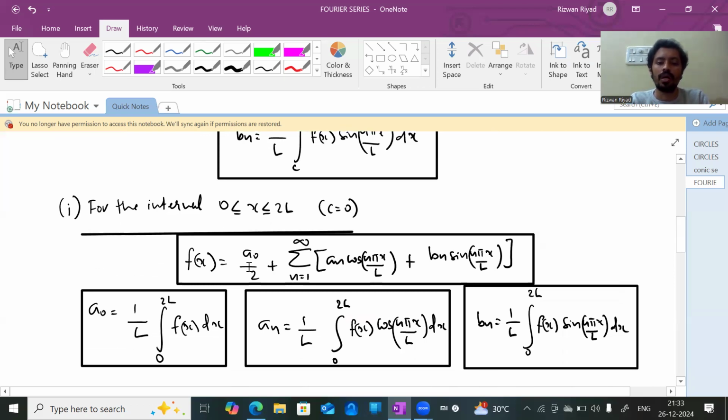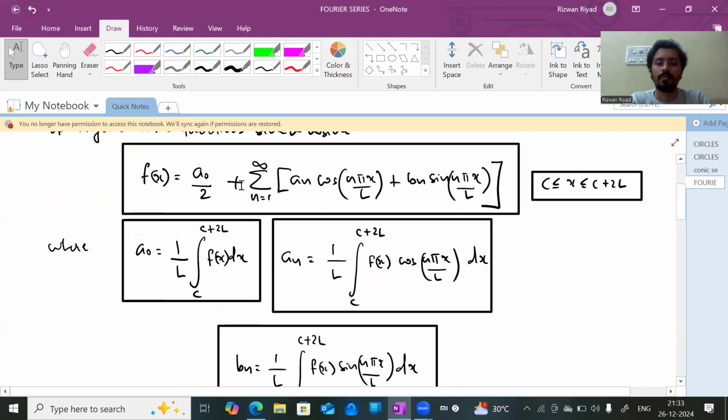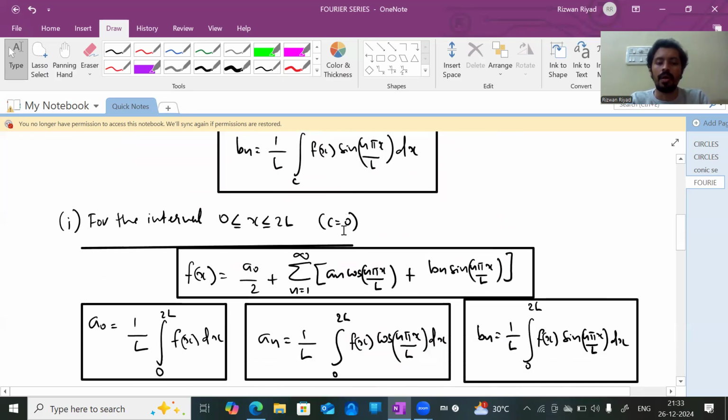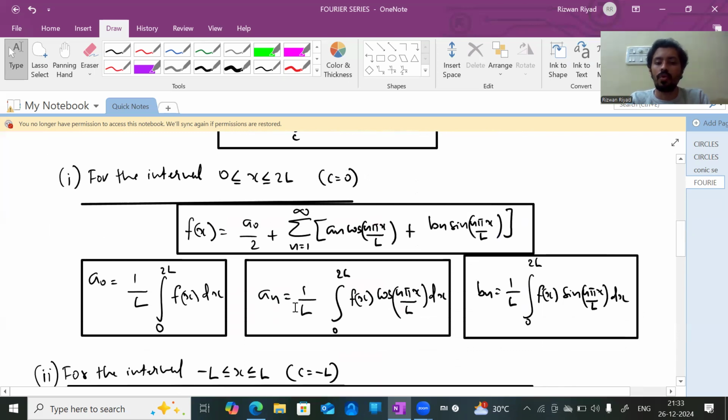In this form you cannot see any change: f of x equal to a0 by 2 plus sigma n equal to 1 to infinity an cos n pi x by L plus bn sin n pi x by L. Because we are just changing c here, putting 0 for c, and c is not available in this expression, it is exactly like the previous form. But for a0, an and bn, you can see the changes.